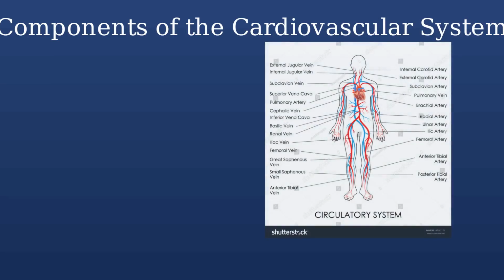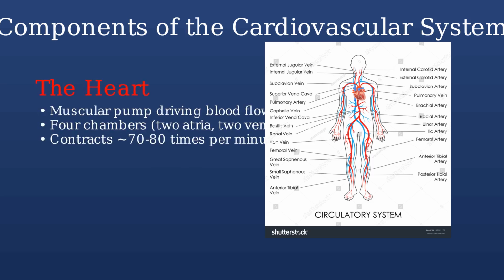The cardiovascular system comprises three main components: the heart, blood vessels, and blood itself. The heart is a muscular pump that drives blood flow. It has four chambers, two atria and two ventricles, and typically contracts 70 to 80 times per minute.